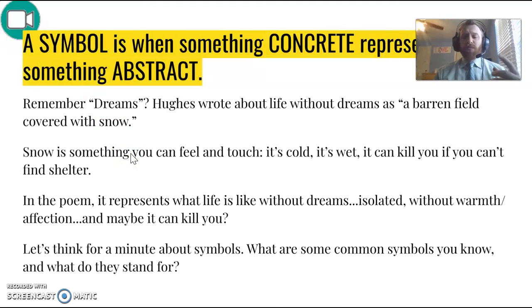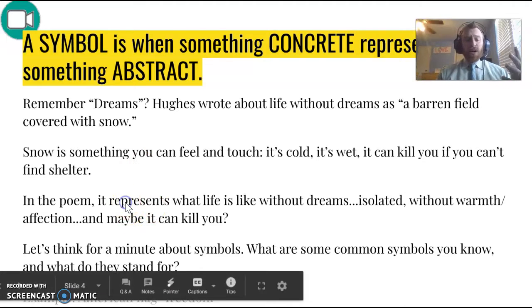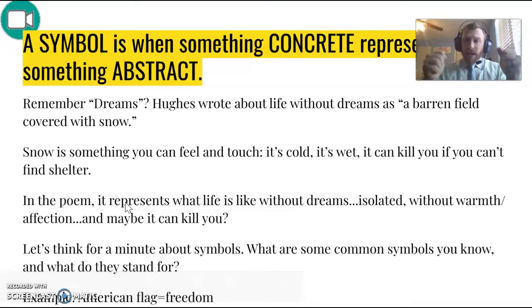So let's think for a minute about symbols. What are some common symbols you know? What do they stand for? Here's an example that we could think of, a common one, right? It could be the American flag. That's something you can actually touch, right? And maybe that American flag represents freedom.